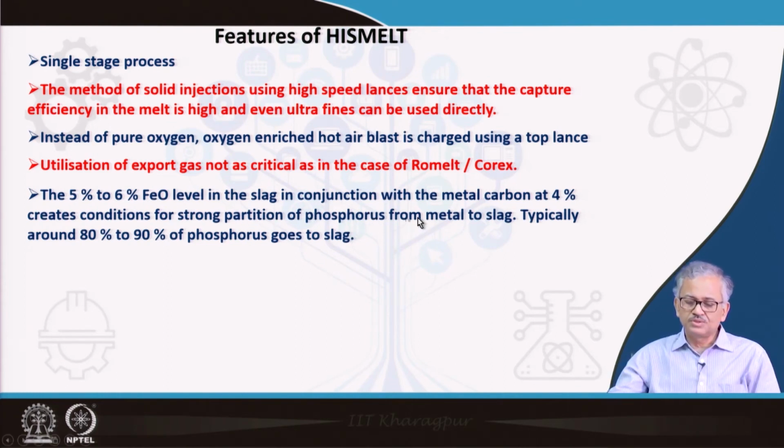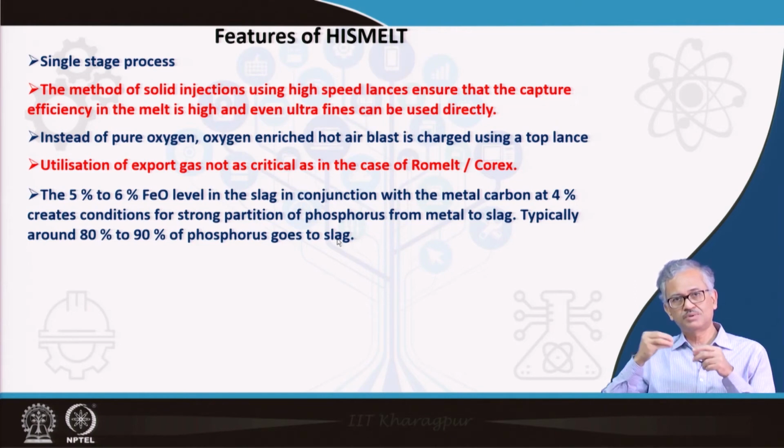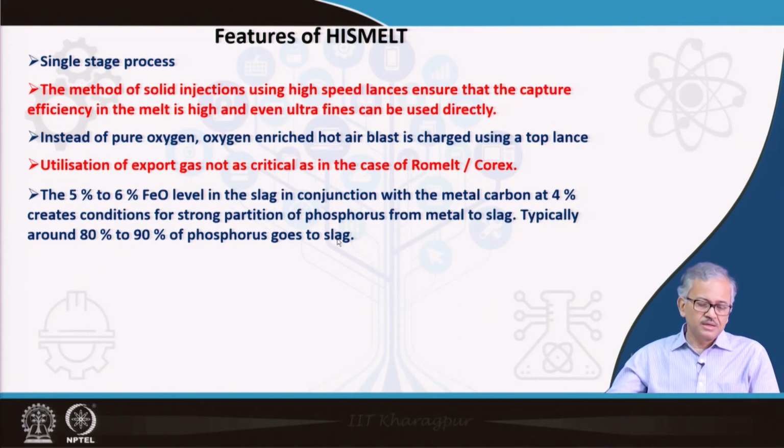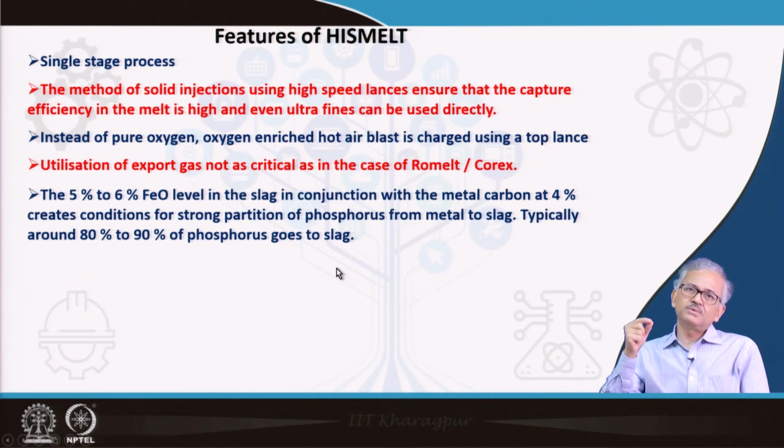Strong partitioning of phosphorus between slag and metal, typically around 80 to 90% of the phosphorus goes to the slag. So, it is a much better process that way. In the raw melt, around 60%, 40% is partitioned to the gas and slag. Here 80 to 90% phosphorus is partitioned into the slag. So, only 20% of the ore phosphorus reports to the hot metal.